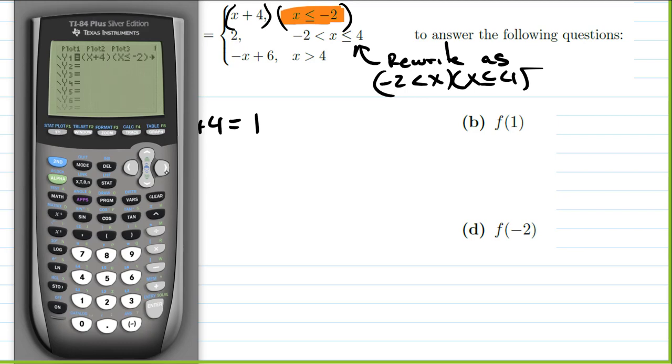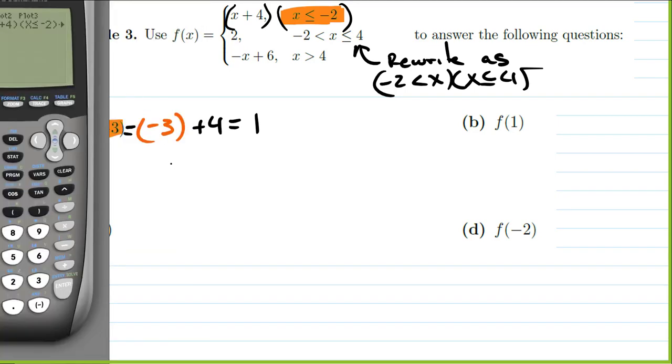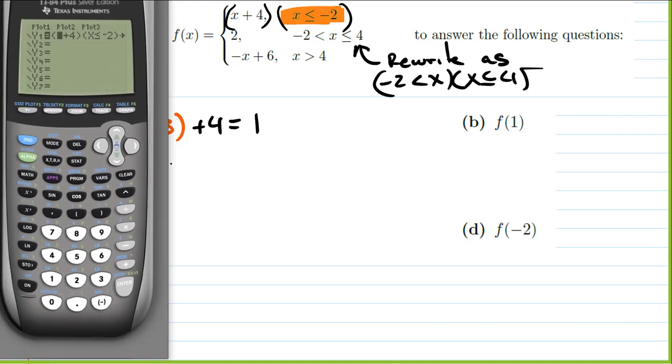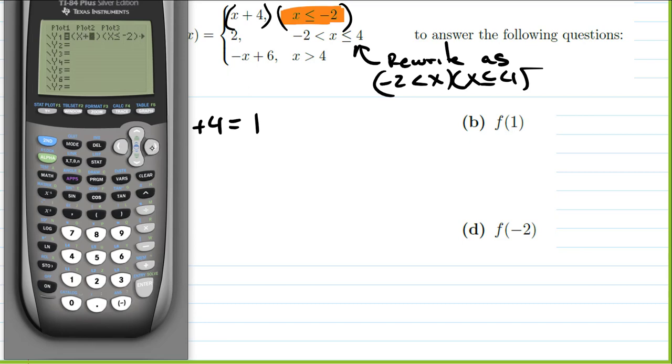So we go back in again, y equals, we get to the end of all of our stuff, and we go plus, and we put our last rule in, which is -x plus 6, close our parentheses, open our new set of parentheses, and we put in x is greater than 4.